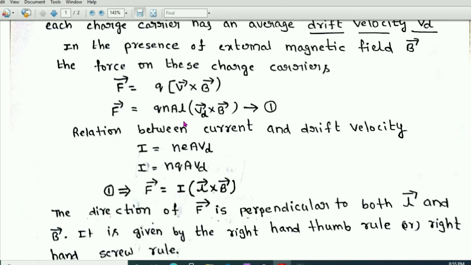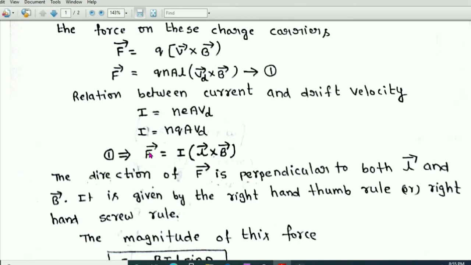That's why the force experienced by the conductor, finally, F bar is equal to I into L bar cross B bar, where L bar is the length of the conductor and B bar is the external magnetic field. So F bar is equal to I into L bar cross B bar. This is the force experienced by the conductor in the external magnetic field.